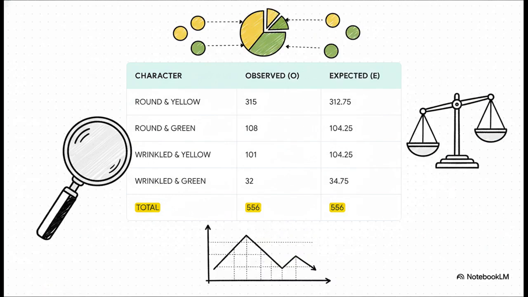All right, now for the E, the expected data. If Mendel's 9:3:3:1 theory was absolutely perfect, how many of each type of pea should we have seen in that batch of 556? Well, we just do the math. For example, 9/16 of 556 is 312.75. We do that for all four types to create this picture of a perfect theoretical world.